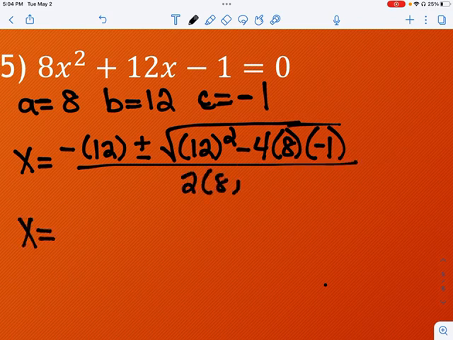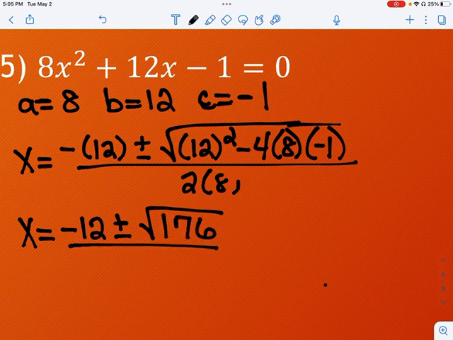So we start in, negative of 12 is just simply negative 12 plus or minus. We take our calculator now and we go 12 squared minus 4 times 8 times negative 1, and we get 176.